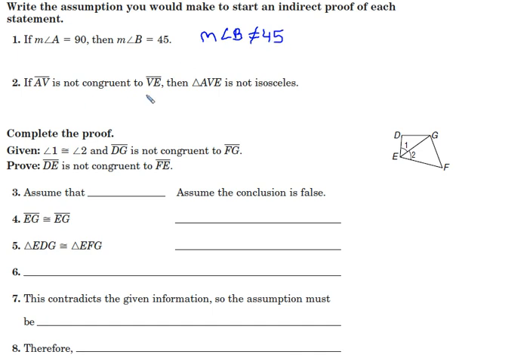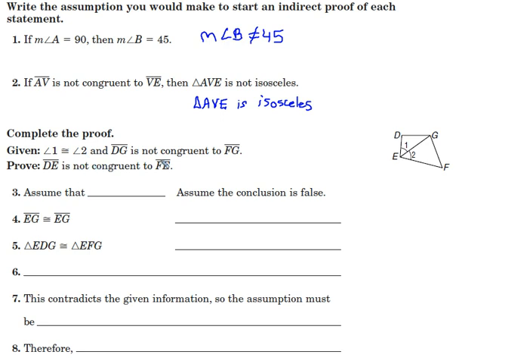Number two, if AV is not congruent to VE, then triangle AVE is not isosceles. Well, the opposite of that would be triangle AVE is isosceles. That's what indirect proof is all about. You always start out with the opposite, start out with a contradiction.